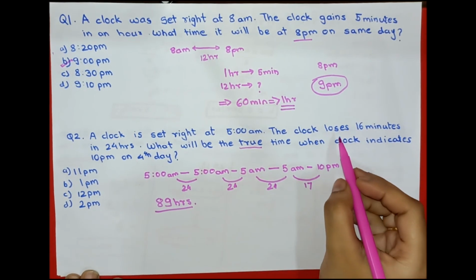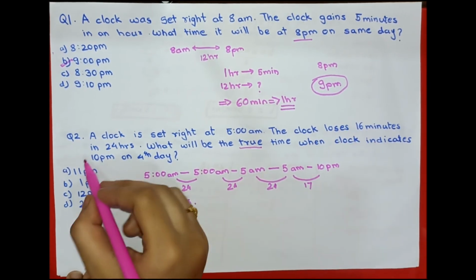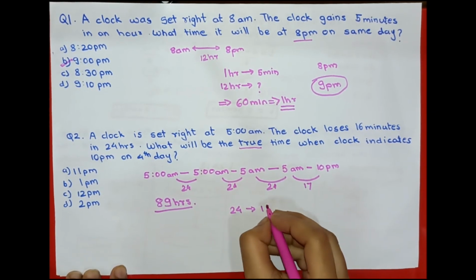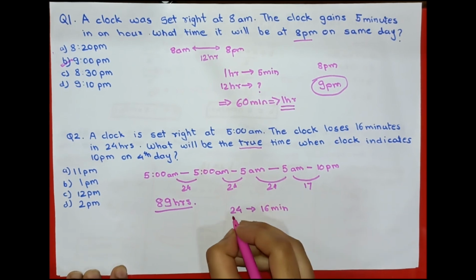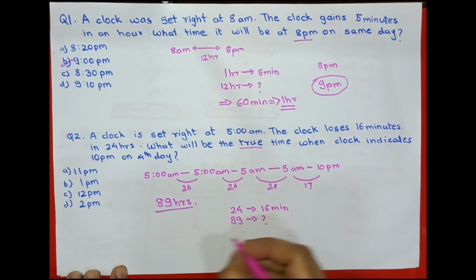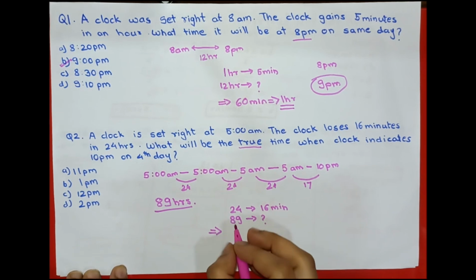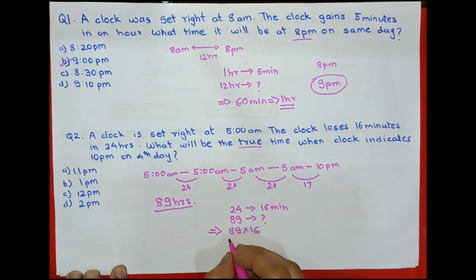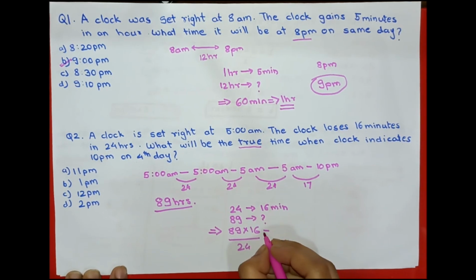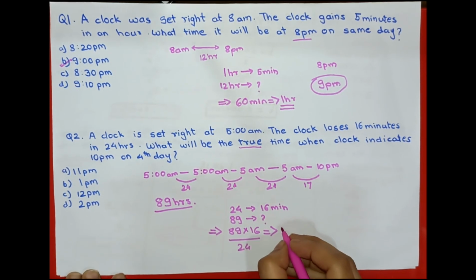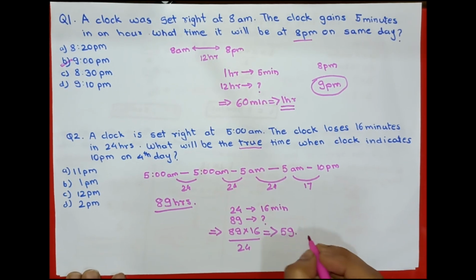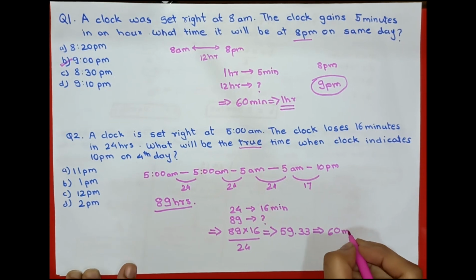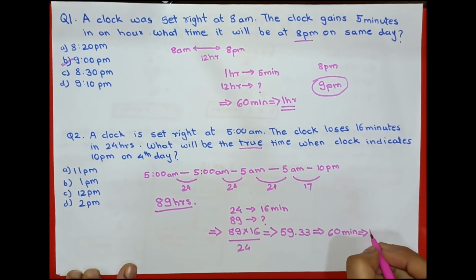Now in the question it is stated that the clock loses 16 minutes in 24 hours. So in 24 hours the clock is losing 16 minutes. So in 89 hours how much time will it lose? Just apply the unitary method and cross multiply. We get 89 into 16 divided by 24. Now if you calculate it, you will get a decimal value of 59.33, which you can assume as 60 minutes, which is nothing but 1 hour.